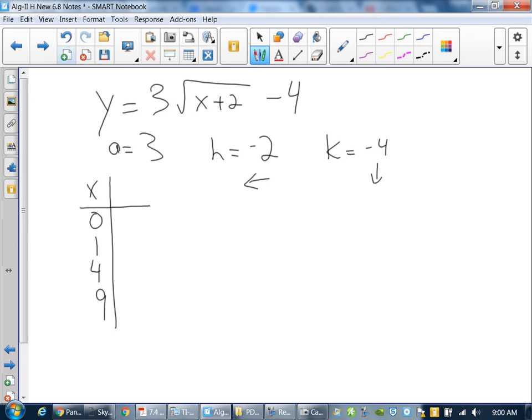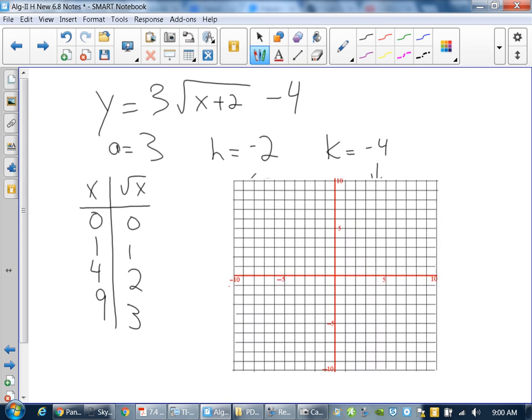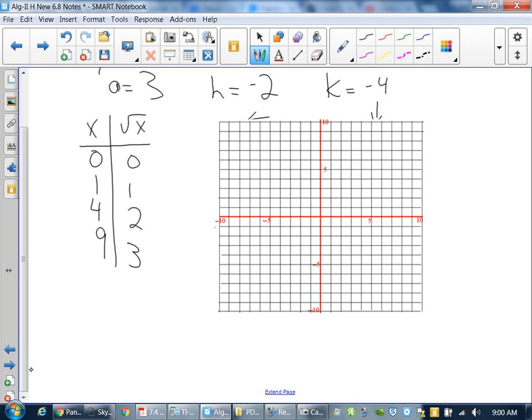I know that my root x for my parent function will be 0, 1, 2, and 3. I know that's what it's going to look like, because that's what all square root graphs start as. What I then do is I start to look at plotting.